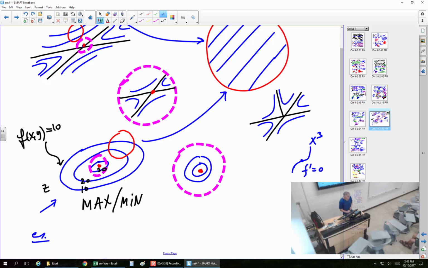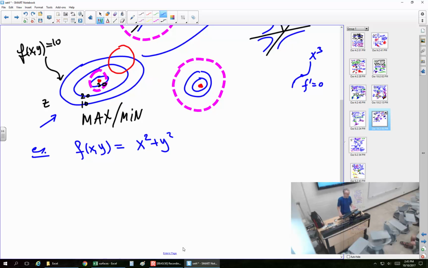This is really not a complicated example. F of x, y, for the maximum minimum, say x squared plus y squared. X squared plus y squared is our function of two variables. So once again, we're not going to do the vertical cutting. We're doing horizontal cutting. So we have x squared plus y squared is equal to, say, 0, x squared plus y squared is equal to 1, x squared plus y squared is equal to 2, and so on. So well, what are we getting?